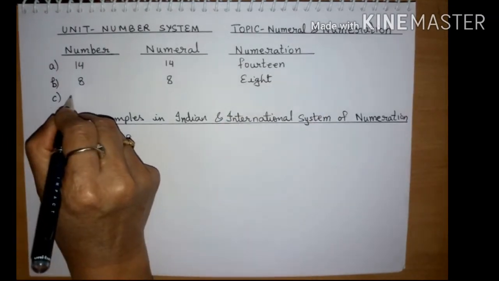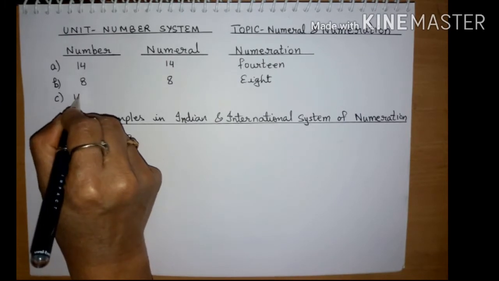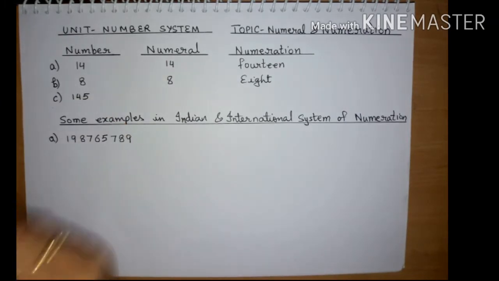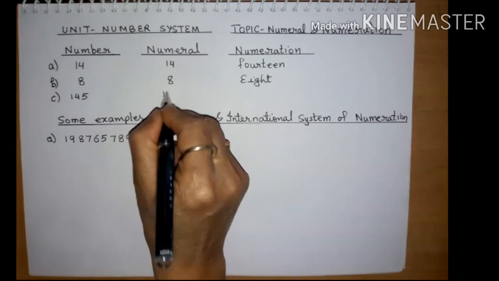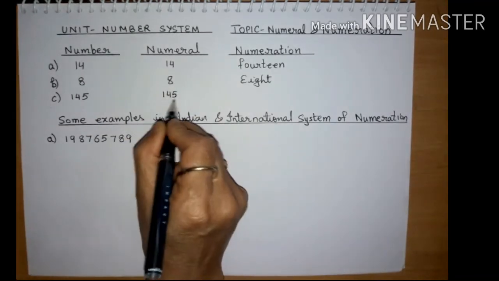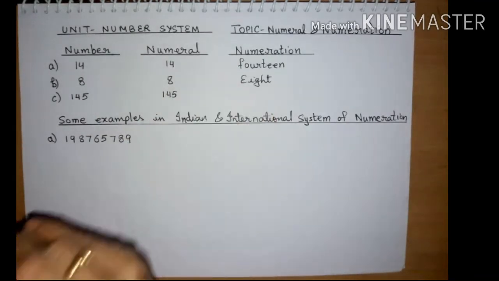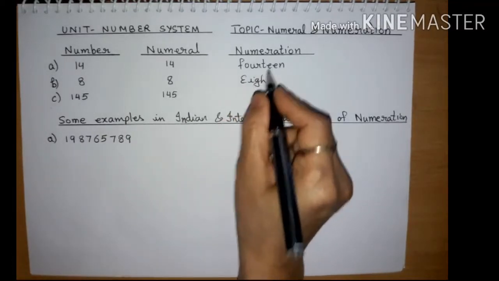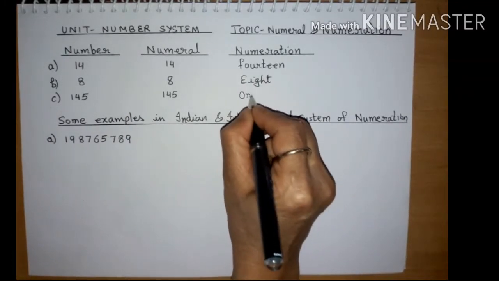Let us take one more, for example, 145. So 145 written this way in figures will be called the numeral, and the numeration will be its spelling in words.